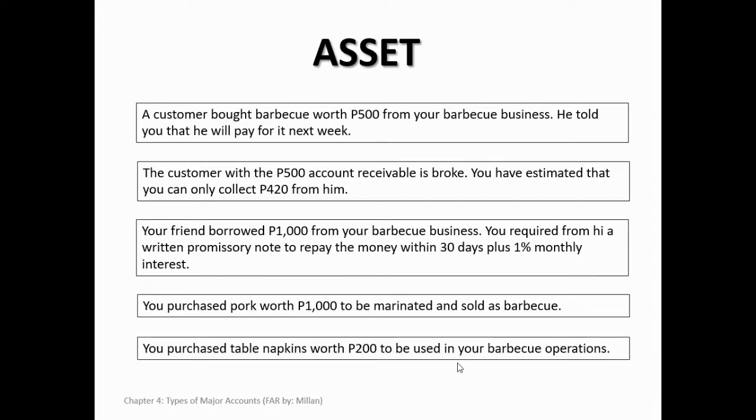Next is this transaction. You purchase table napkins worth 200 pesos to be used in your barbecue operations. So the table napkins, while still unused, are assets recorded as prepaid supplies. Pero pag nagamit na siya, they are recorded as supplies expense.